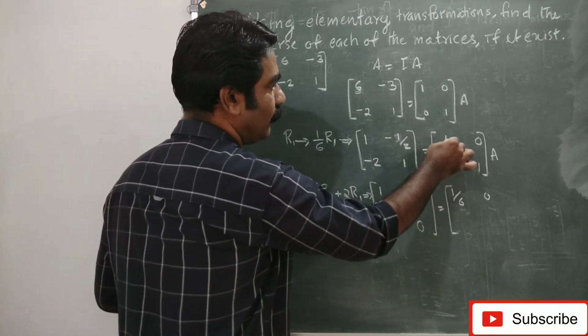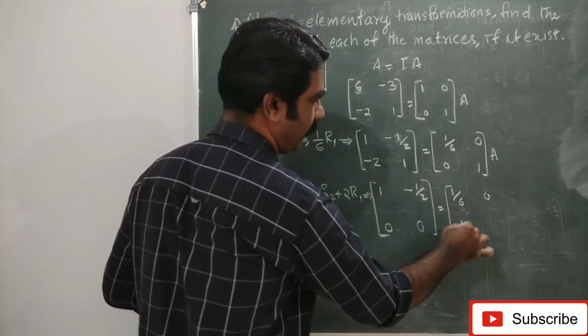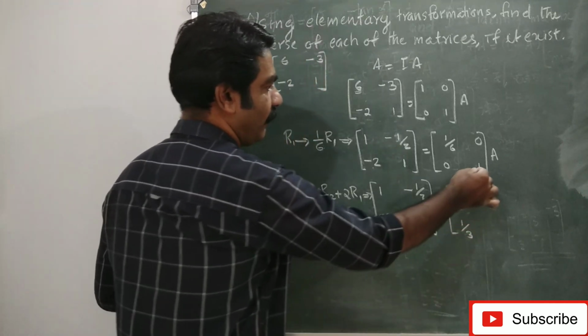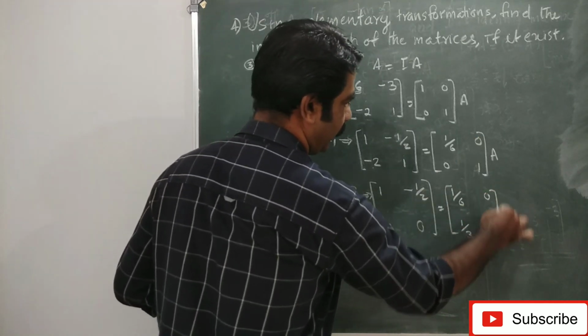So R2 plus 2R1: 0 plus 2 into 1 by 6 becomes 1 by 3. Here 1 plus this becomes 1 only.